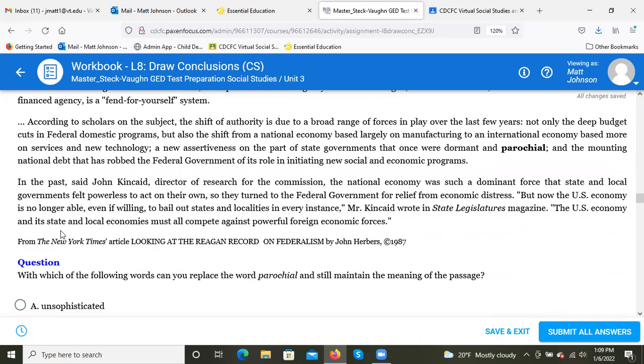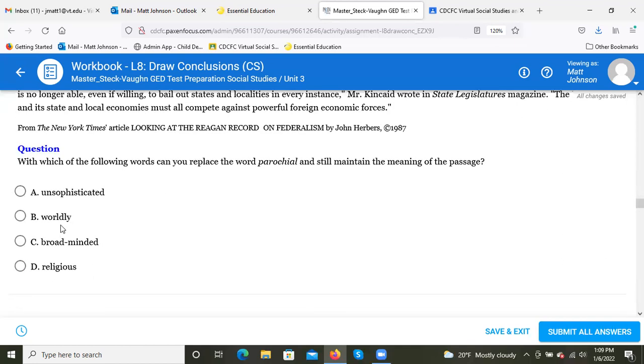All right, and number 6, Christiana, would you read number 6 for us? Number 6. With which of the following words can you replace the word parochial, and still maintain the meaning of the passage? A, unsophisticated. B, worldly. C, broad-minded. D, religious.